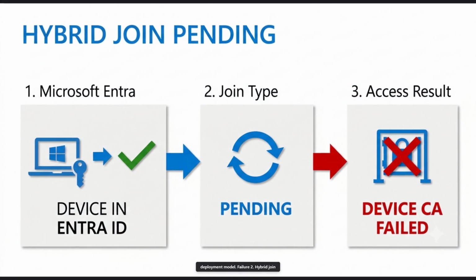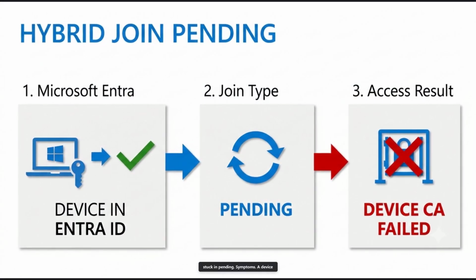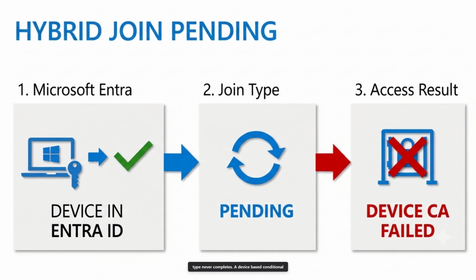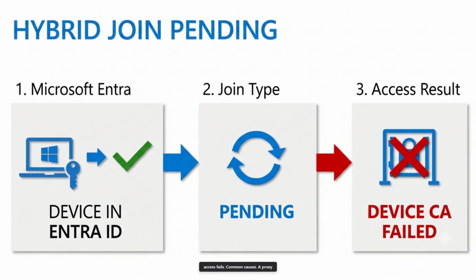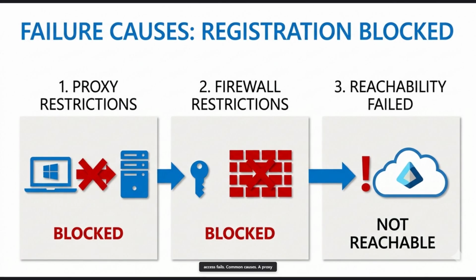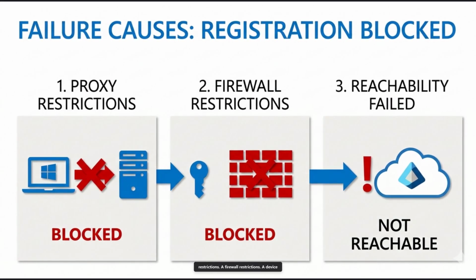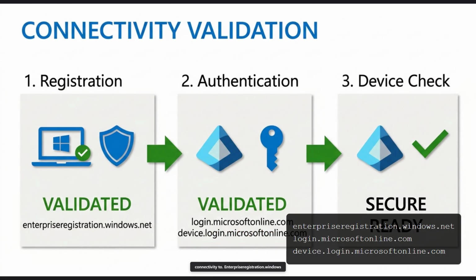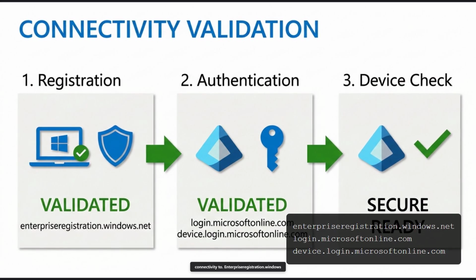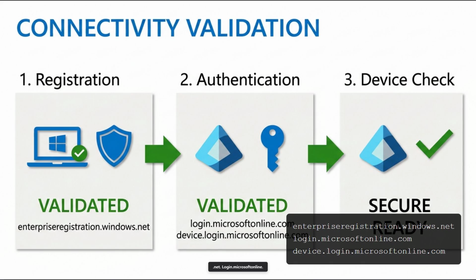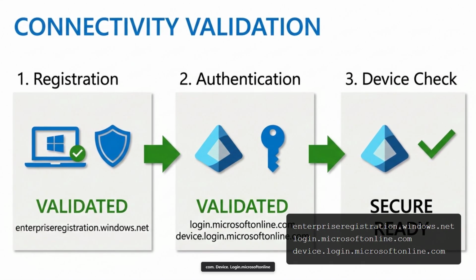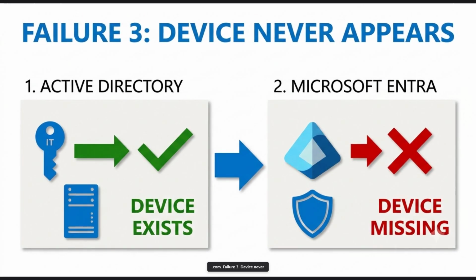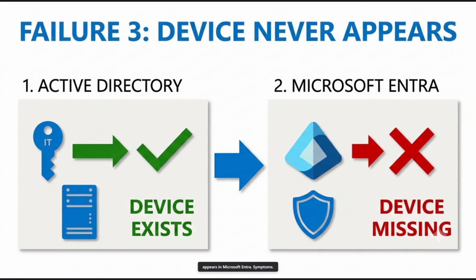Failure 2. Hybrid join stuck in pending. Symptoms. The device appears in Microsoft Entra. The join type never completes. Device-based conditional access fails. Common causes. Proxy restrictions. Firewall restrictions. The device cannot reach Microsoft registration services. Validate connectivity to enterpriseregistration.windows.net, login.microsoftonline.com, and device.login.microsoftonline.com.